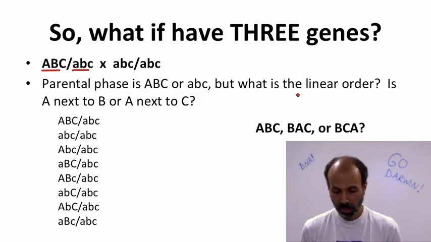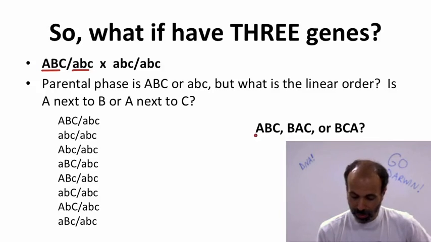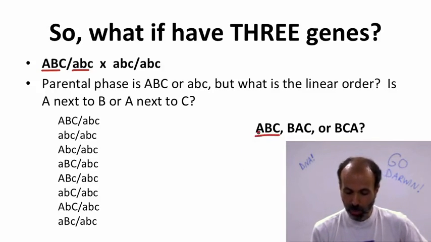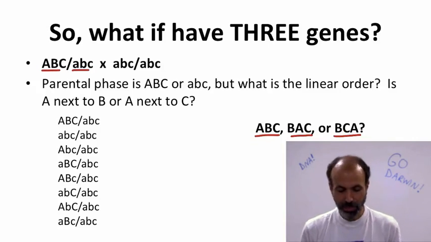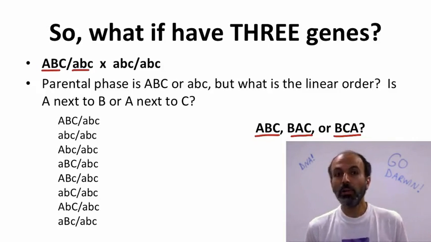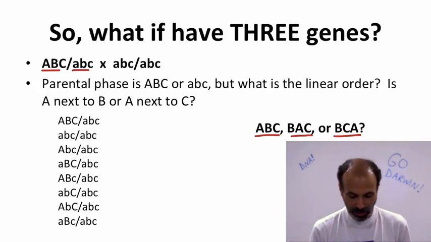Okay? Now you know the parental phase is A, B, C, capitals or all lowercases. But what is the linear order? Now what you don't know is, is this the order? Is B between A and C? Or is it this order where A is between B and C? Or is it this order where C is between A and B? The answer is you don't know. So this is what we're going to try to calculate.